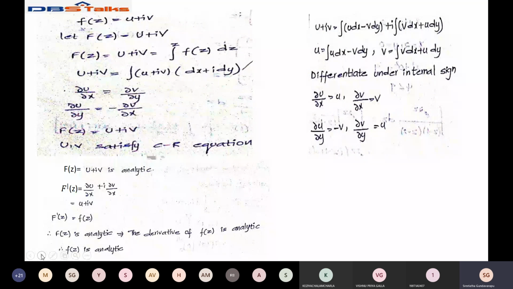Now, we have to prove that f of z equal to small u plus i into small v is analytic. So, F dash of z equal to dou U by dou x plus i into dou V by dou x. That equals small u plus i into small v, as we already know. Therefore, capital F dash of z equal to small f of z. Therefore, f of z is analytic. Already we know that the derivative of an analytic function is also analytic. Therefore, small f of z is analytic.